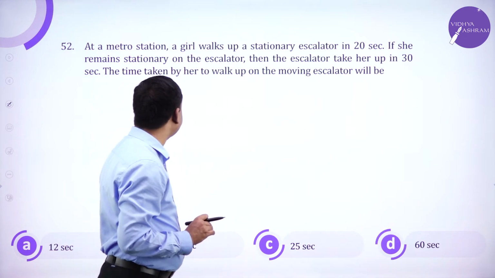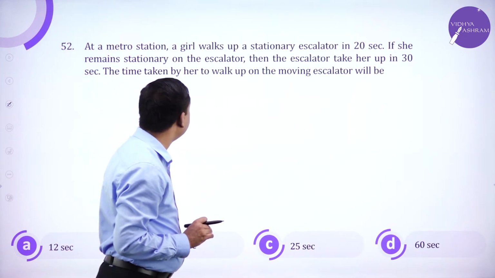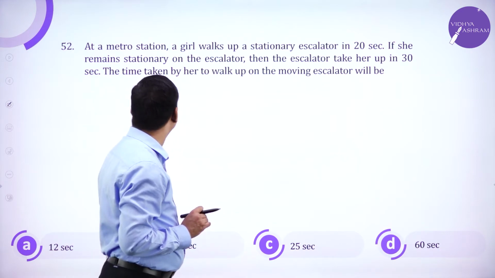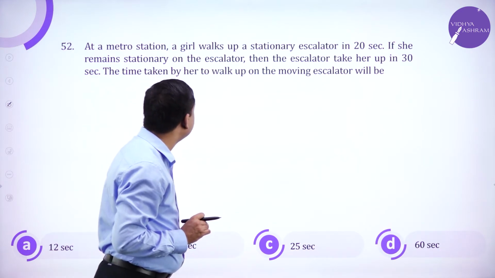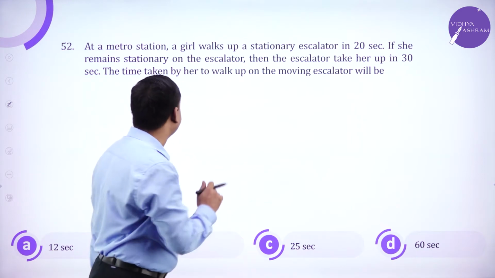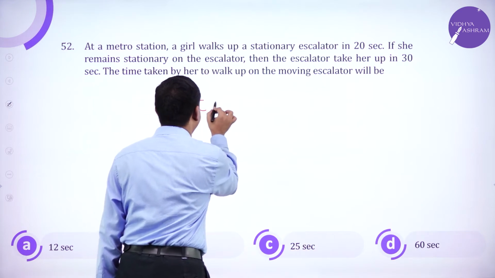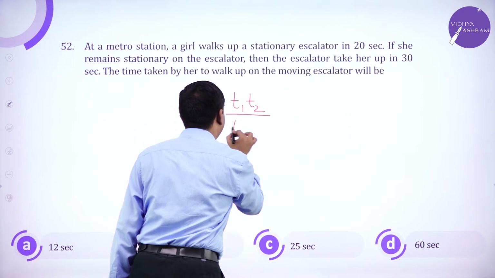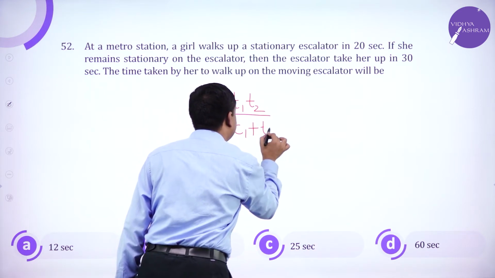A girl in a metro station walks up a stationary escalator in 20 seconds. If she remains stationary on the escalator, then the escalator takes her up in 30 seconds. Then time taken T will be T1 T2 divided by T1 plus T2.